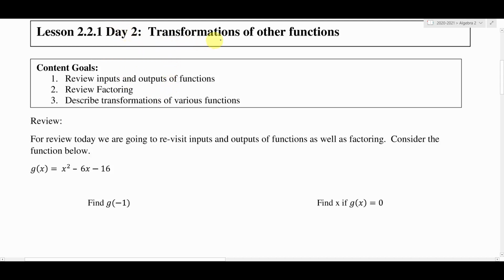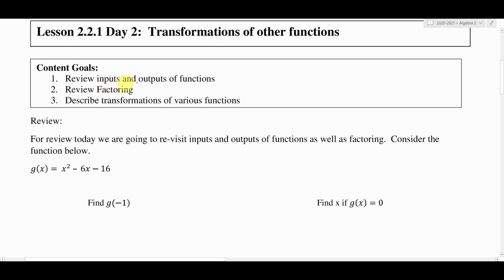Again, we're going to continue our discussion of transformations of other functions, such as absolute value functions, rational functions, cubics, and so on. So we're going to talk more about how to transform those today, move them around, stretch them, reflect them, so forth and so on.